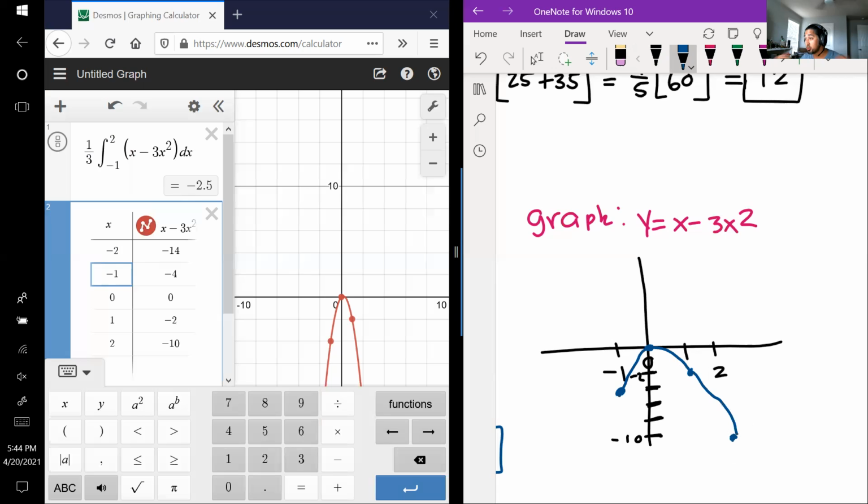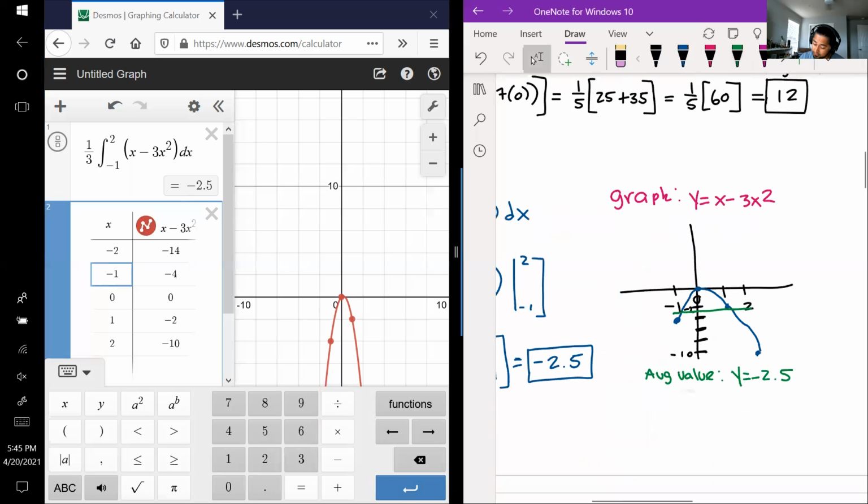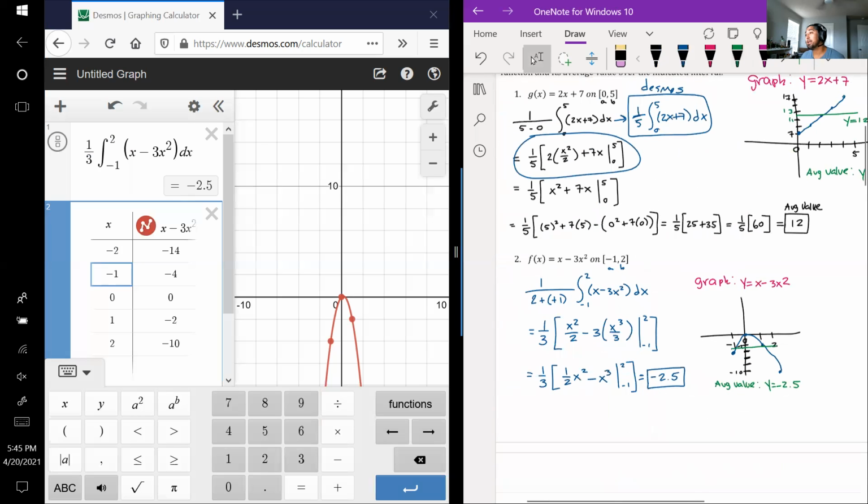And all we have to do is graph the average value, which happened to be y equals -2.5. So if there's -2, -2.5, somewhere around here, and there it is. There's the average value line. Okay. Not bad. Any questions on that?